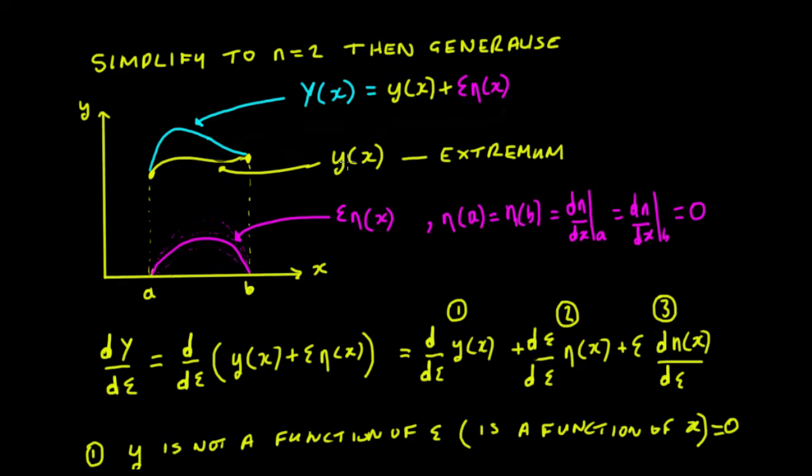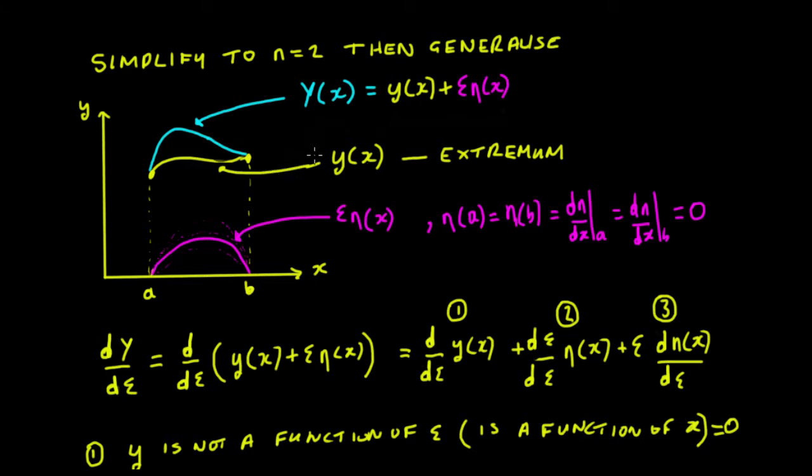So if we had some extremum y of x, that's it in yellow, from the boundary points A to B. By an extremum, I mean, for example, if we had a hanging rope, then the potential energy would be minimized on a hanging rope. So the extremum in that case would be the potential energy. So this is just some random extremum.